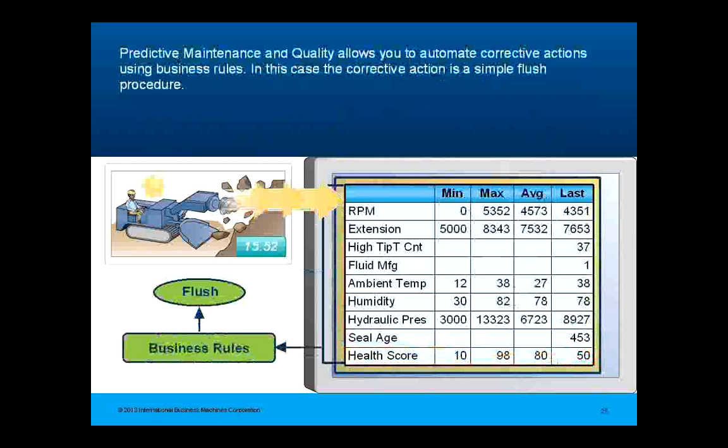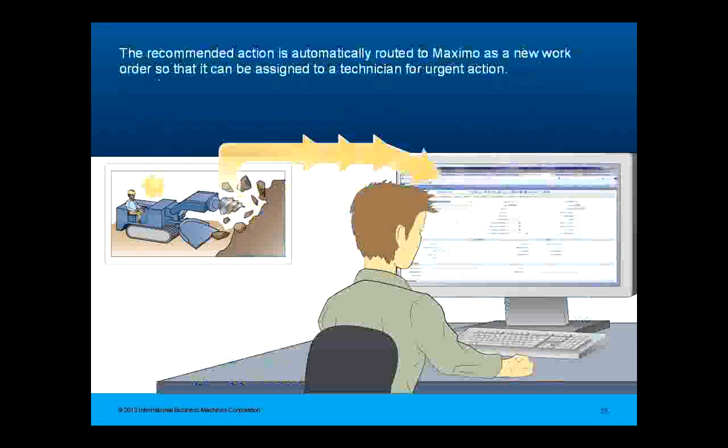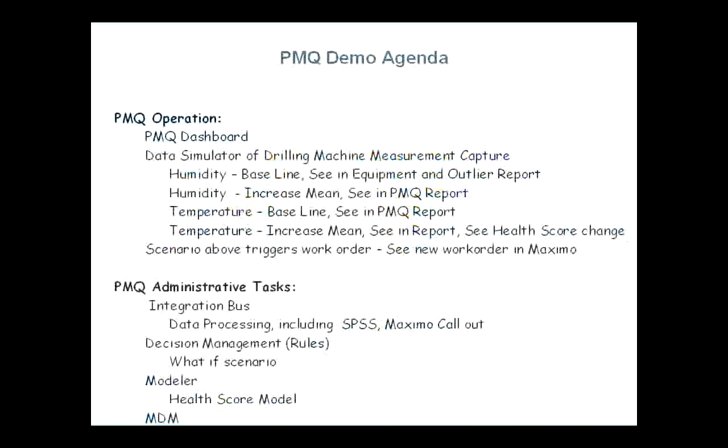Well, our rule that we talked about earlier is that that simple flush routine should be performed when the score drops. Here, the rules are looked up inside of our tool, inside of PMQ, and the flush procedure is recommended. That recommendation could be automatically routed to a Maximo type environment so that a new work order is assigned to the appropriate technician for urgent action. So let's see how that would look back in our PMQ environment.